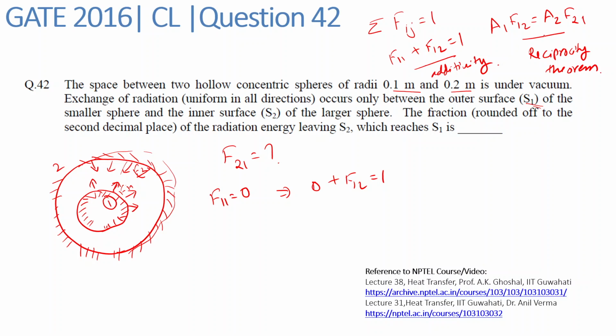Now we will use the reciprocity theorem, that is, A1 into 1 is equal to A2 into F21, and we have been asked to find F21. So this will be equal to A1 upon A2.